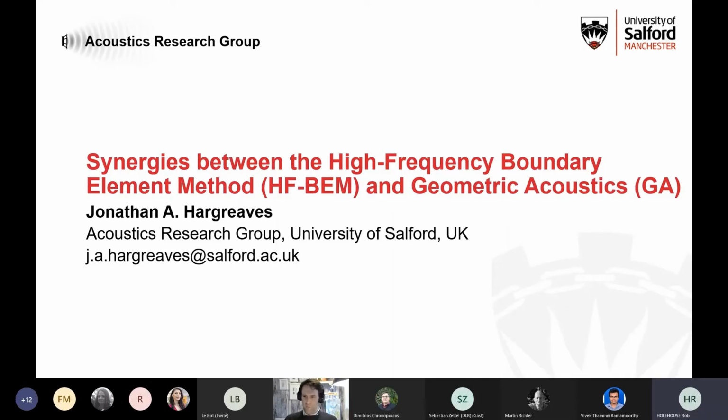And a topic I just wanted to talk about was synergies between the high frequency boundary element method, HFBEM, I'm having an acronym, and geometrical acoustics. And these are two quite well established fields. I think geometrical acoustics is known a bit better. So Alain LE BOT said a bit about that yesterday. So I'll say a bit about high frequency boundary element method, and then I'll talk about synergies between the two.